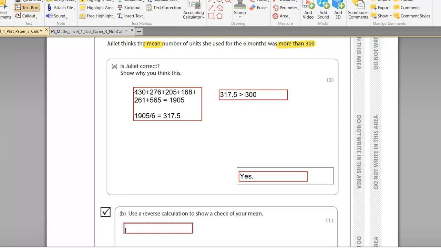Use a reverse calculation to show a check of your mean. So the calculation we used here to find the mean was this. So if we reverse that by saying 317.5, instead of divide, say the opposite, times. So times that by 6 is 1905. That's all that's required there.